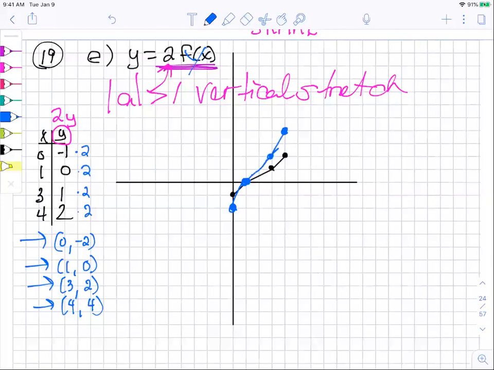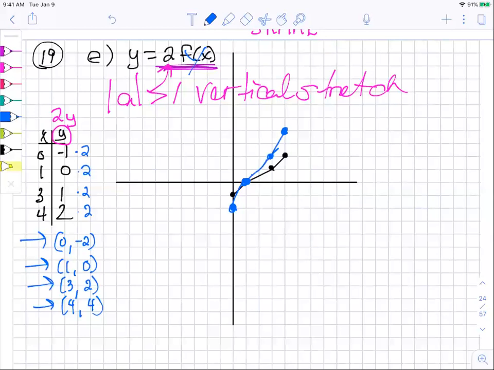Any questions with number 19? So number 19 was a 3-part question. Part A and C were shifting the graph. Part E was the one that stretched the graph, kind of changed the steepness of that graph. Any questions?